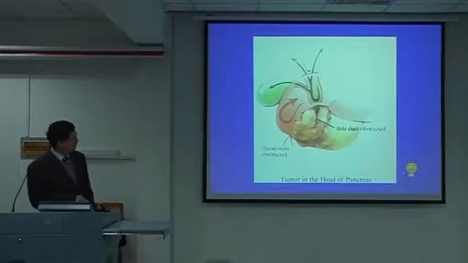And if the mass grows larger, it will obstruct the duodenum. So the patient can't eat. So it's duodenal obstruction. So it's from the common pathway.